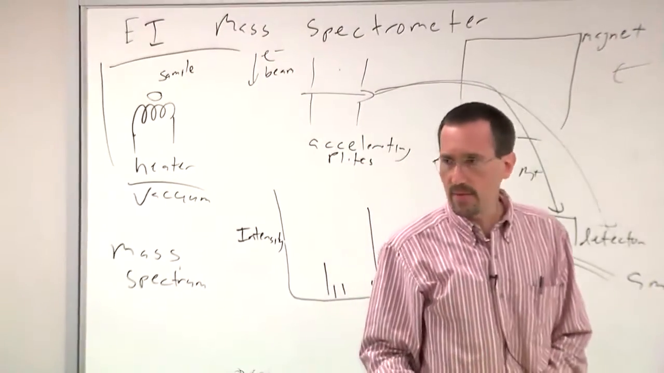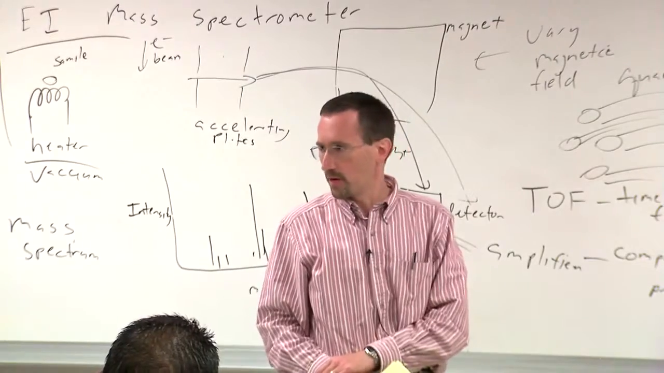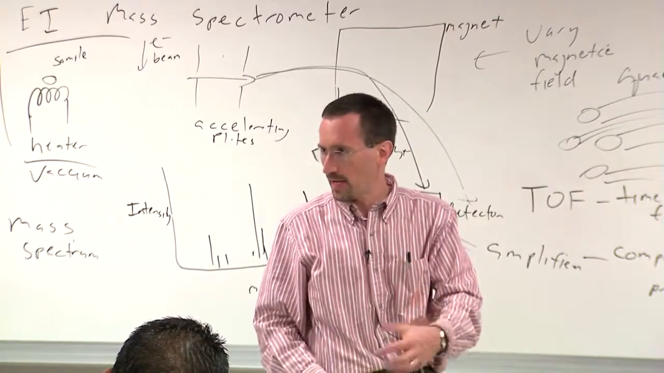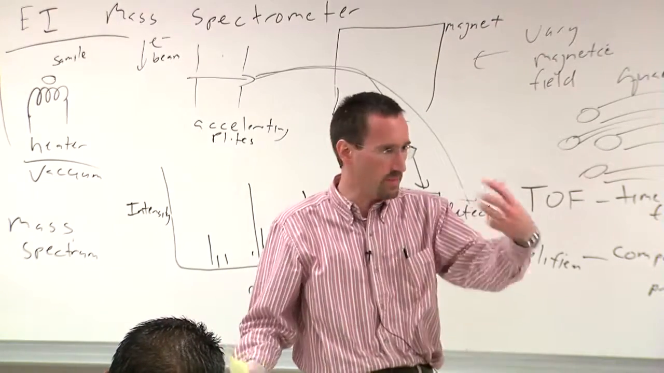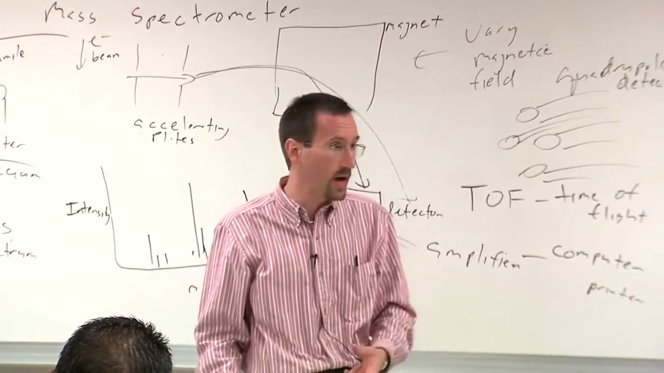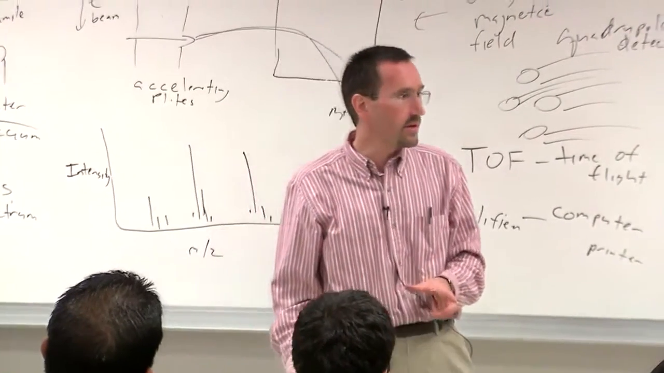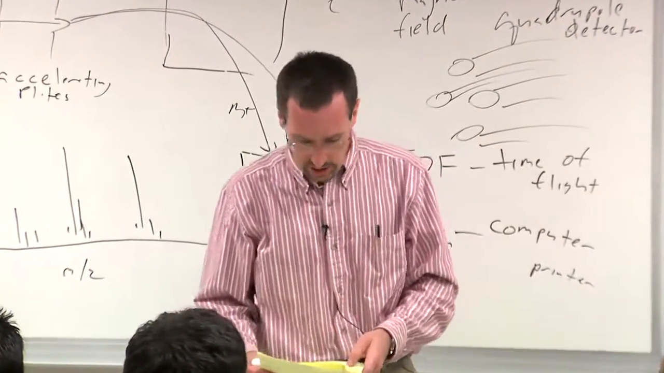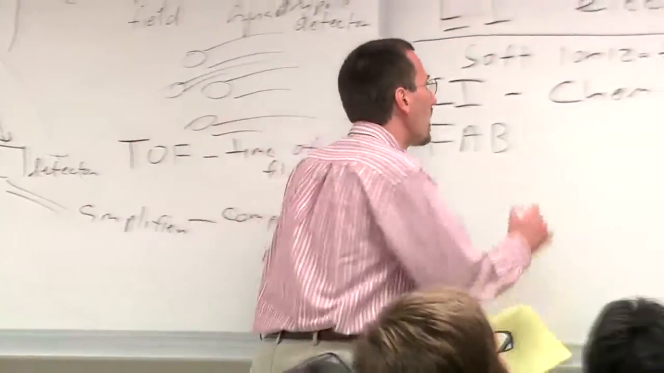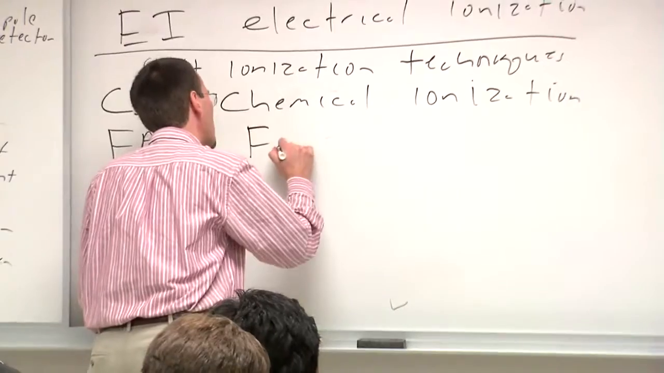As organic chemists and biomolecular chemists have become interested in bigger and bigger molecules, the targets of organic synthesis have gotten bigger. People are interested in proteins and nucleic acids and oligosaccharides. As all of the molecules have gotten bigger, the issue of ionization has become more important. Another technique that's been developed is called fast atom bombardment.